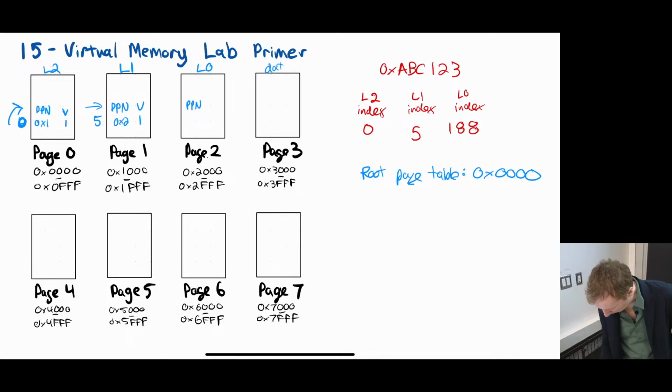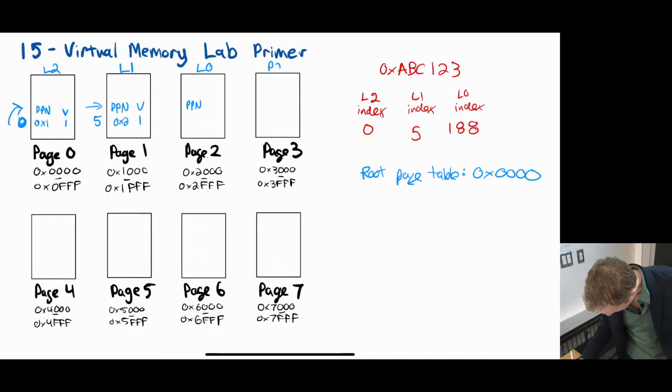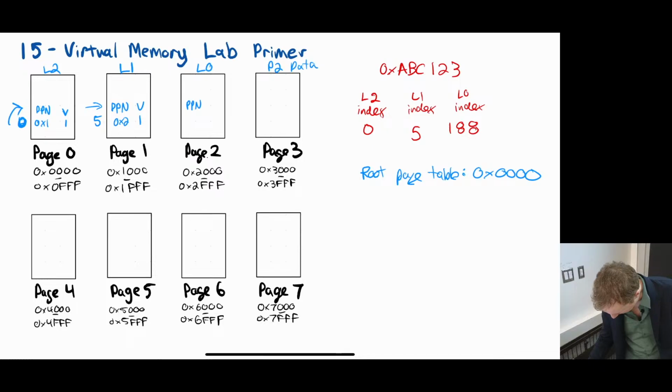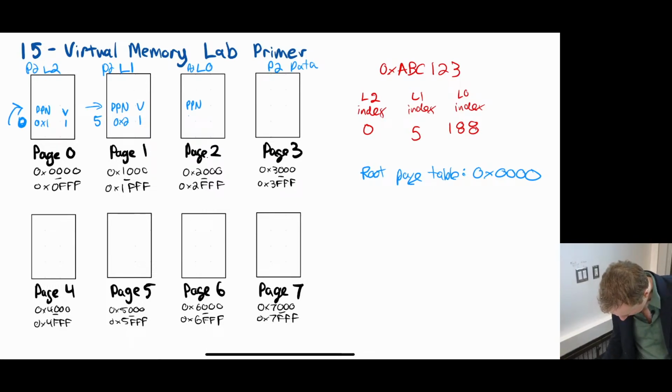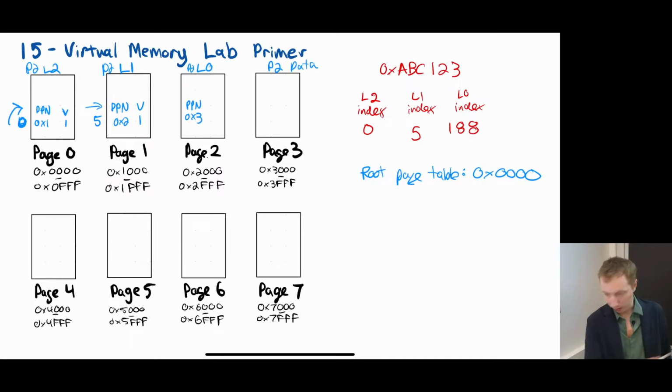Actually, let's give this a name. Let's just say it's process 2 data. And then this is going to be process 2, one of the L0s, process 2, one of the L1s, process 2, one of the L2s. So here it would be PPN 3, so I'm deferring it to page 3, and we'd have index 188.